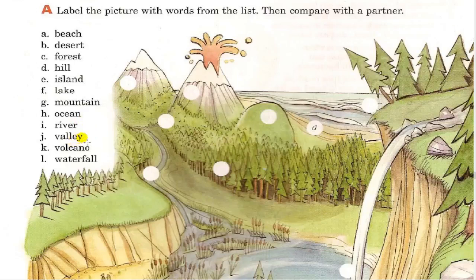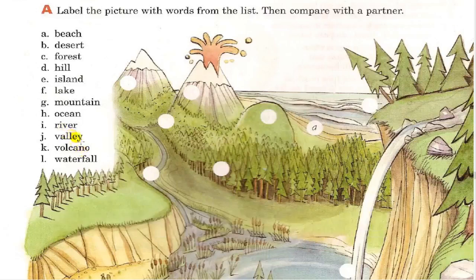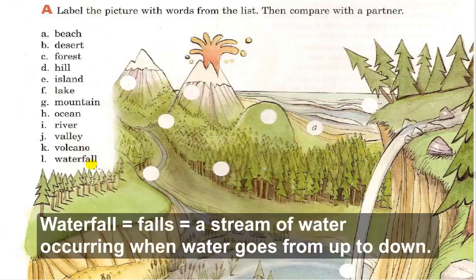Valley, a piece of land between mountains. Volcano, in a volcano you have a lot of fire. Waterfall, the falls occur when the water goes from up to down.